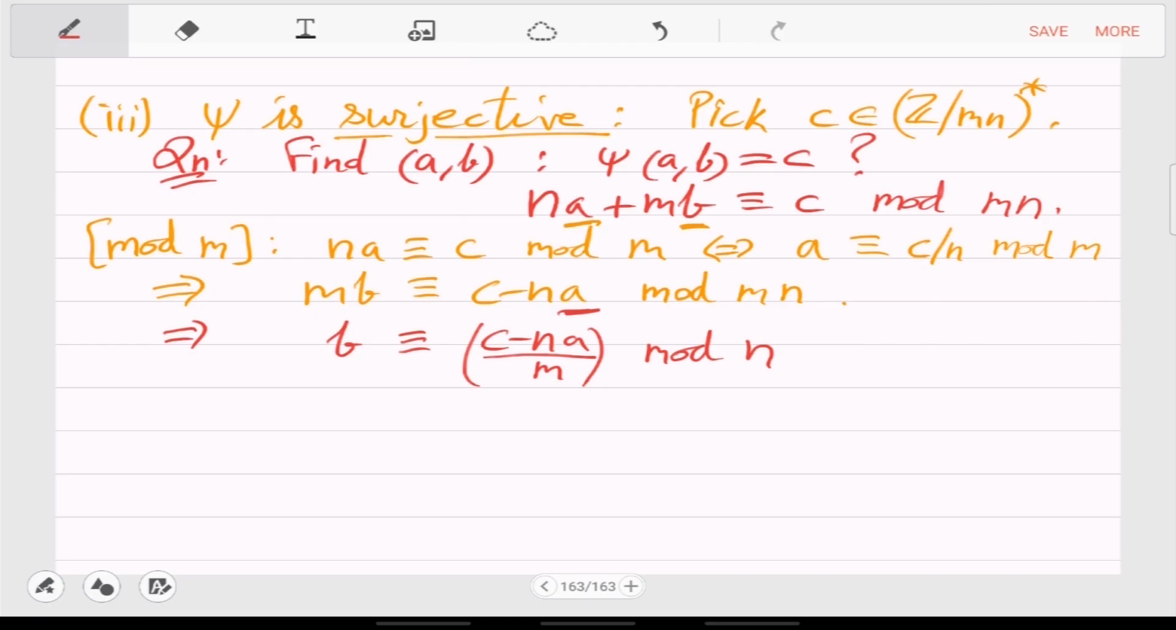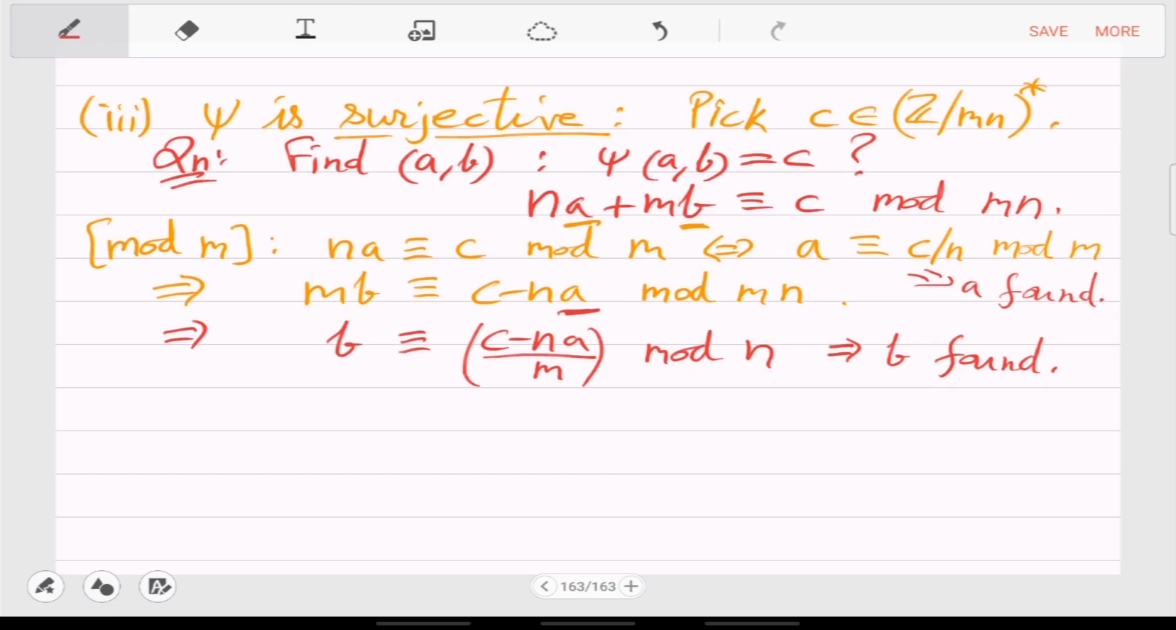You use that B. It implies that B is found, and this implied that A is found. So we have found A up to mod M residue class, and we have found B up to mod N residue class as required. Is this clear? Any questions?